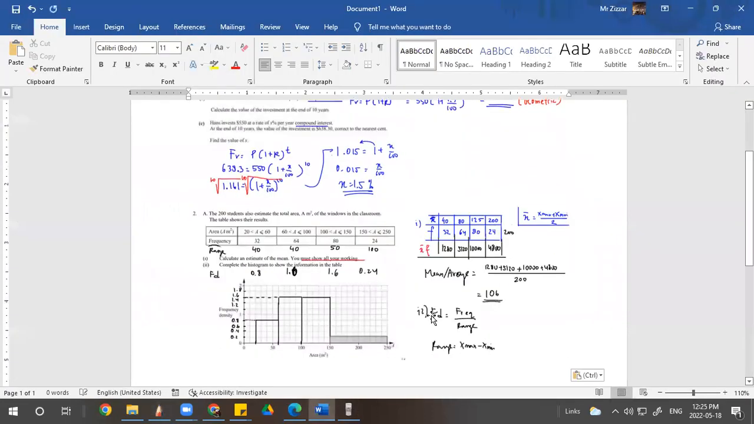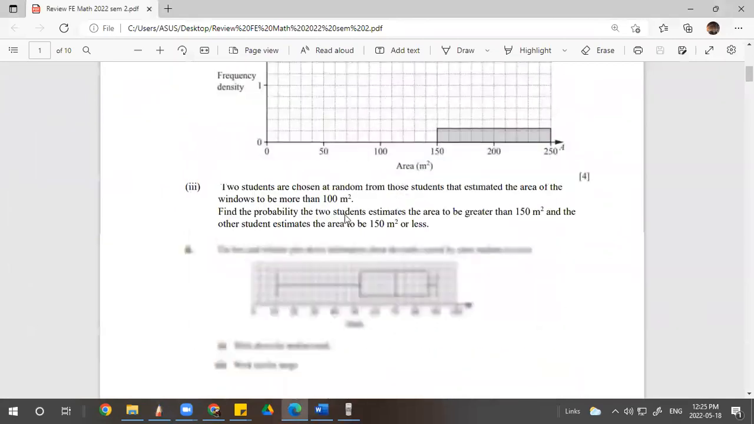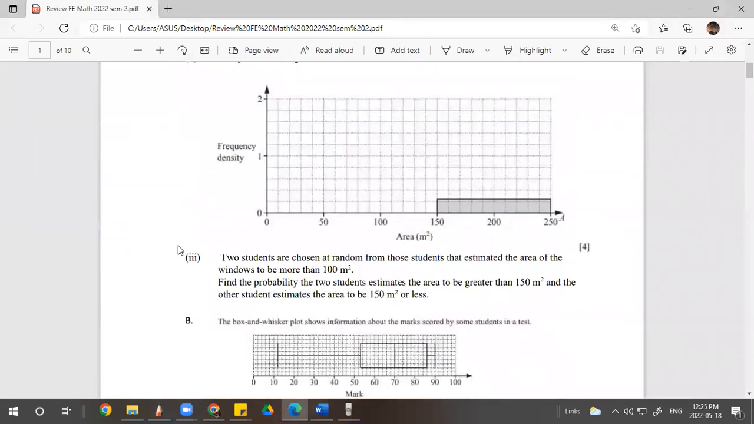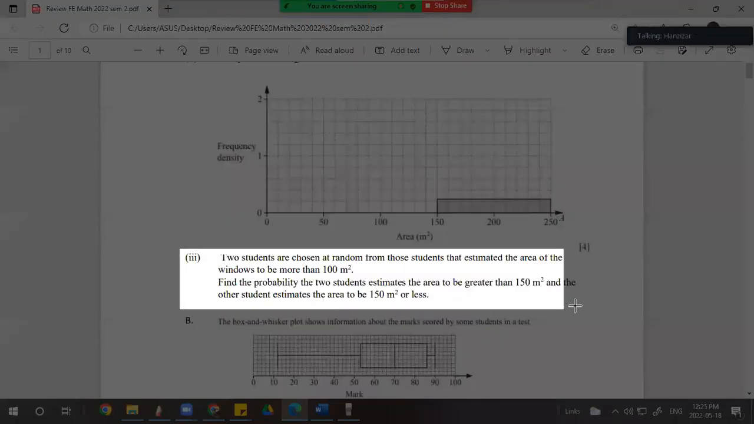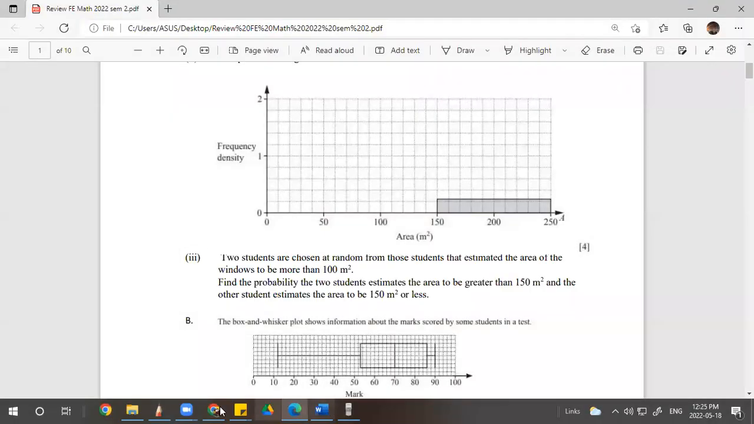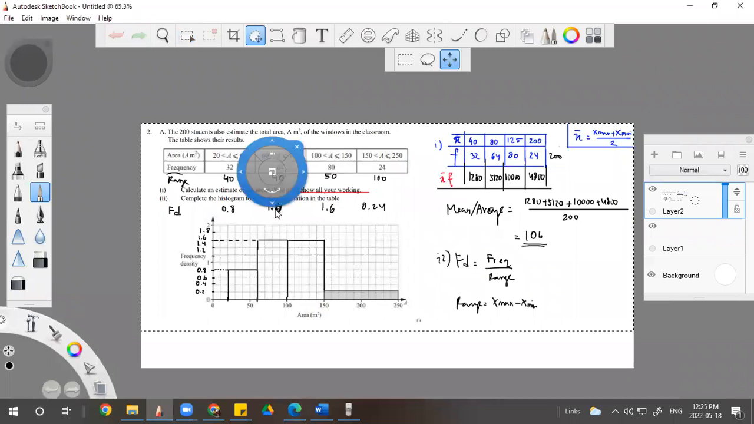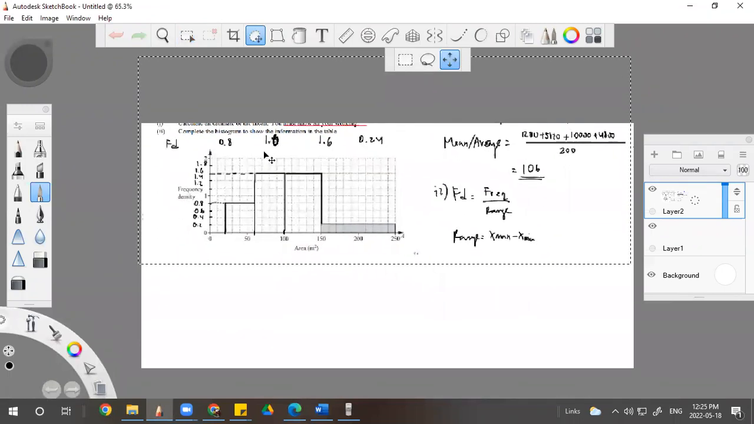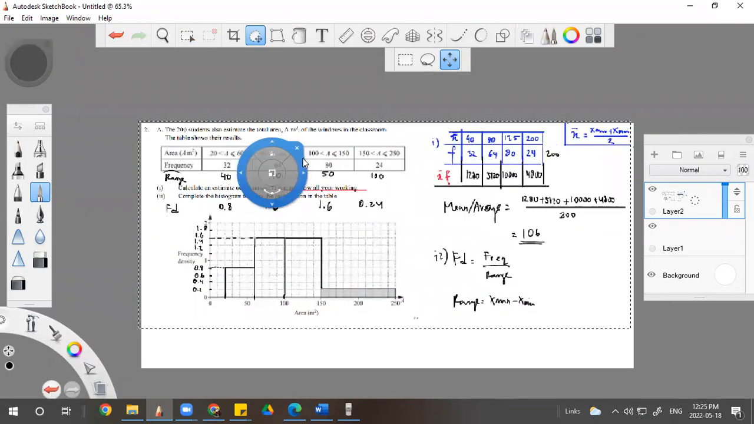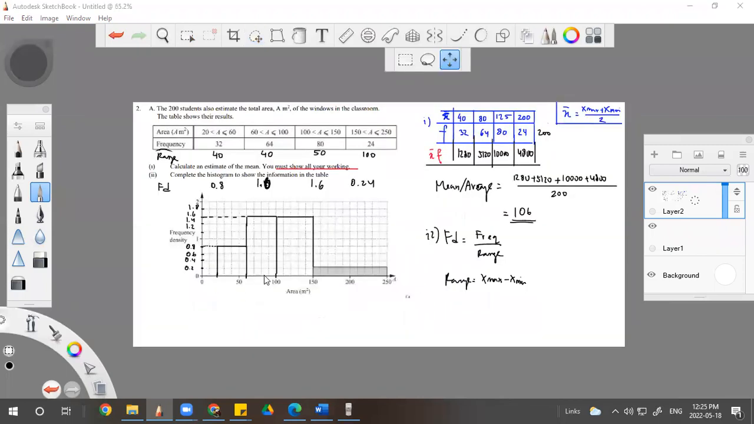So you can still do it, right? It's still okay, this is easy. Now, number 3. Okay, I put this. Okay, it's interconnected.